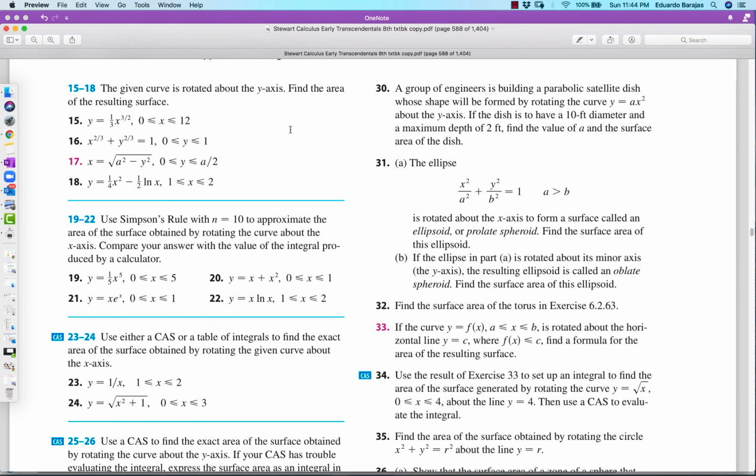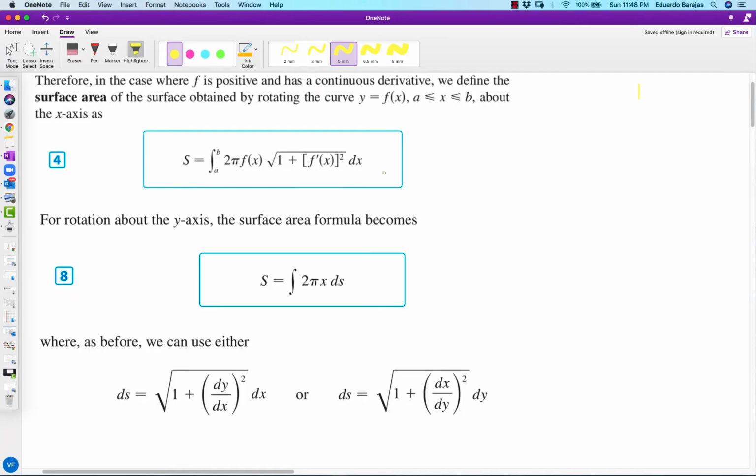Okay, now let's try something like number 18. Given this equation, y equals 1/4 x squared minus 1/2 ln x, where x ranges from 1 to 2 inclusive, rotate about the y-axis and find the area of the resulting surface. Okay, so far we've always been working with rotating about the x-axis. This is rotating about the y-axis. So the formula for rotating about the y-axis looks like this. Okay, so this is the formula we've been working with so far.